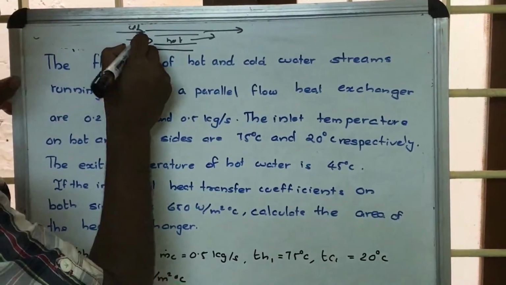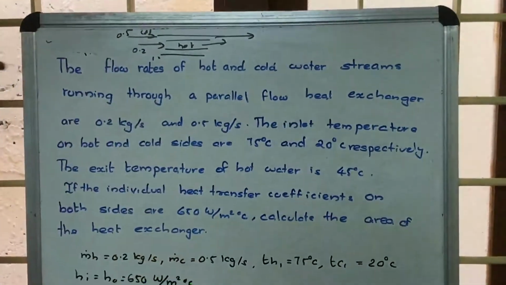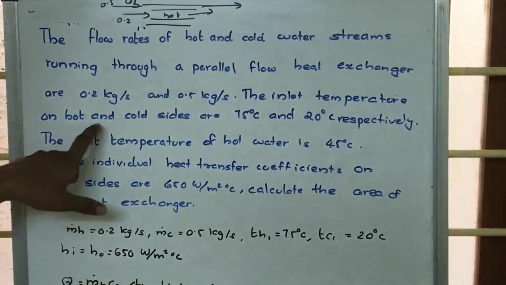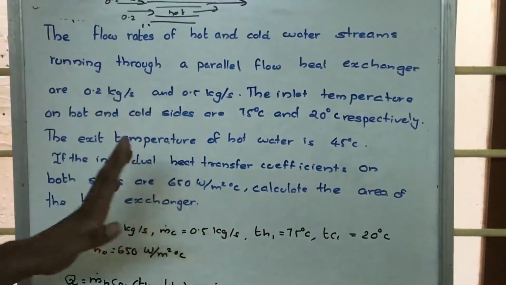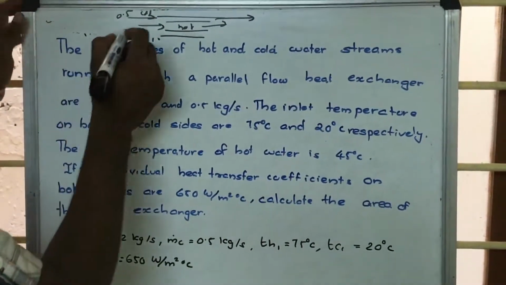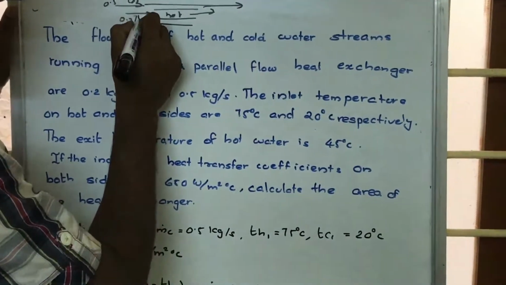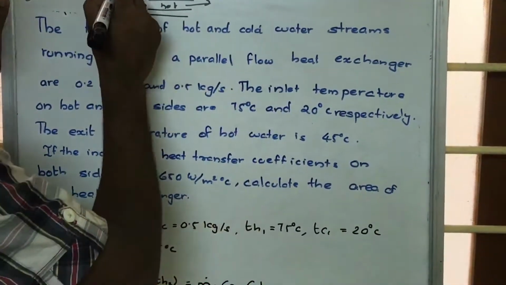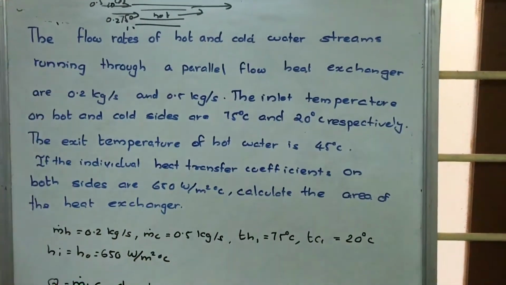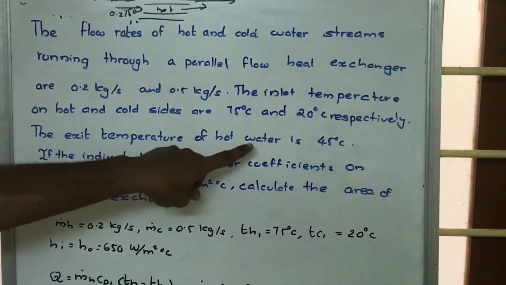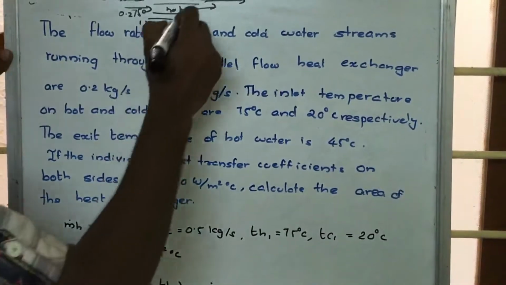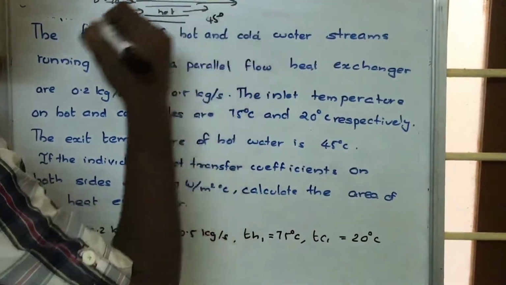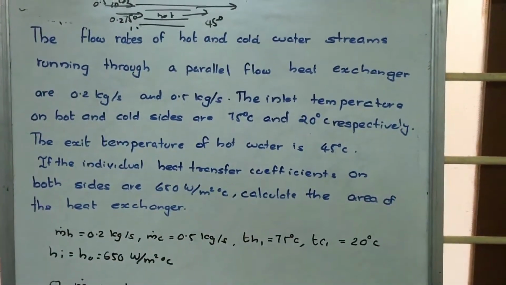So we will write that 0.2 and 0.5. Then the inlet temperatures of the hot and cold sides are 75 degrees and 20 degrees. So the inlet temperature of hot water is 75 degrees Celsius and the inlet temperature of cold water is 20 degrees Celsius. Also it is given in the question that the exit temperature of the hot water is 45, so the hot water goes out at 45 degrees Celsius.